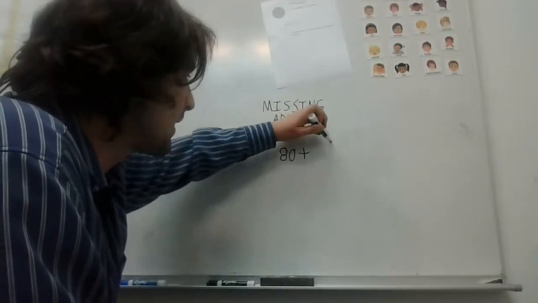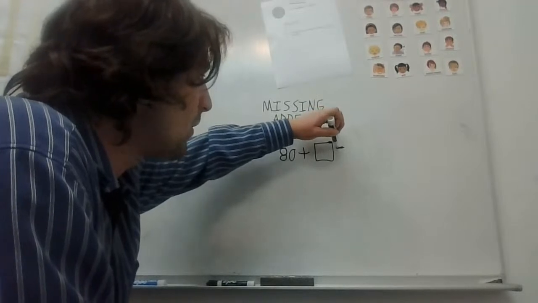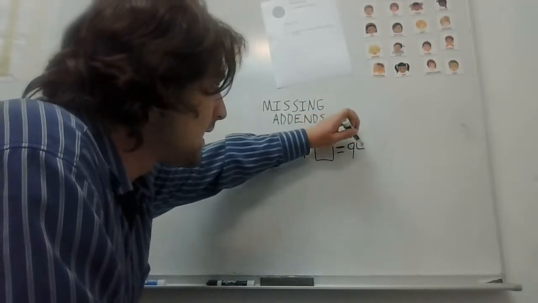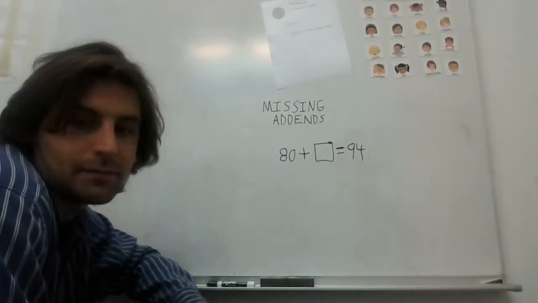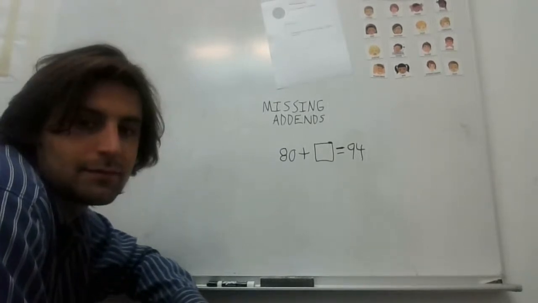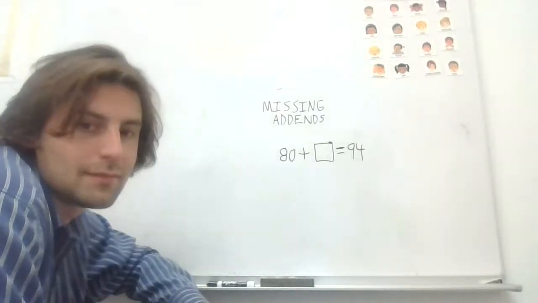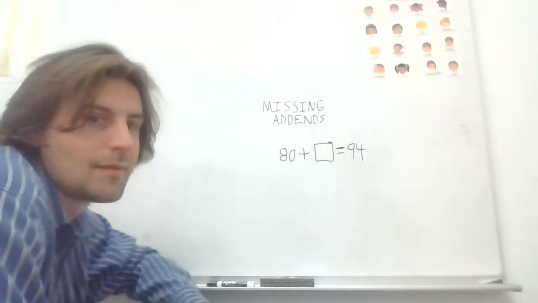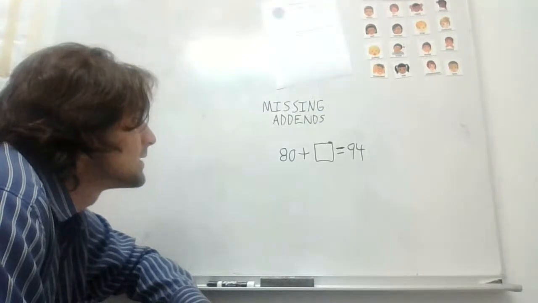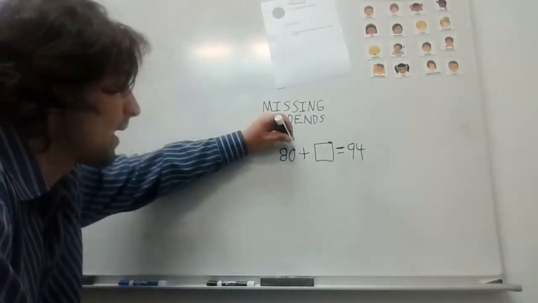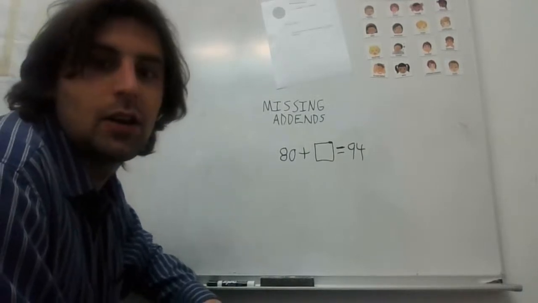So 80 plus something. I won't do regrouping for this one. For the final one, I won't do any regrouping. 80 plus something equals 94. So write the subtraction problem. When I say freeze, pause the video, write the subtraction problem in the chat and solve it. Ready? And freeze!